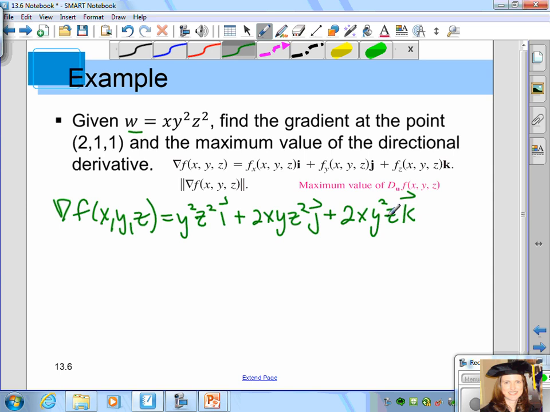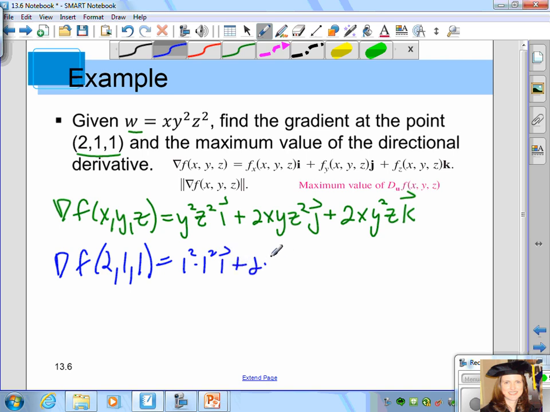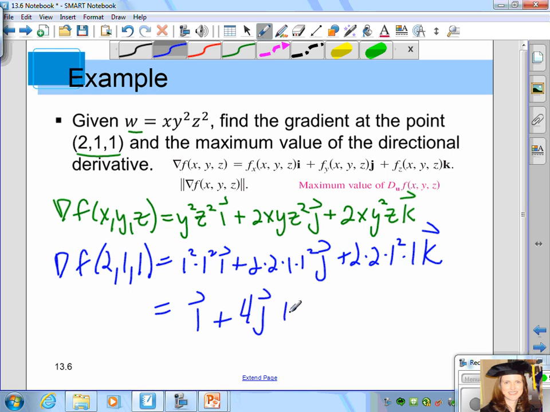We want to find the gradient at our given point. Evaluate this at the point (2, 1, 1), plugging in 2 for x, 1 for y, and 1 for z, to get 1 squared times 1 squared i plus 2 times 2 times 1 squared j plus 2 times 2 times 1 squared times 1 k. And when we simplify that, we get the vector i plus 4j plus 4k. So that is a vector in space. It's pointing in the direction of the greatest increase. That is our gradient of the function evaluated at the point (2, 1, 1).